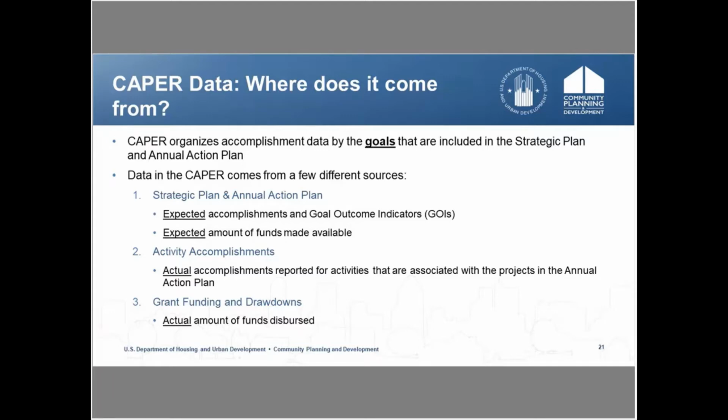The third bucket includes the financial information from IDIS related to grant funding and drawdowns. This includes the actual amount of funds disbursed for the activities that are connected to the projects in your action plan. So with all of this information, the CAPER compares what you said you were going to do in your strategic plan and annual action plan with what you actually did. All of this information is organized by the goals you outlined in your strategic plan and annual action plan.